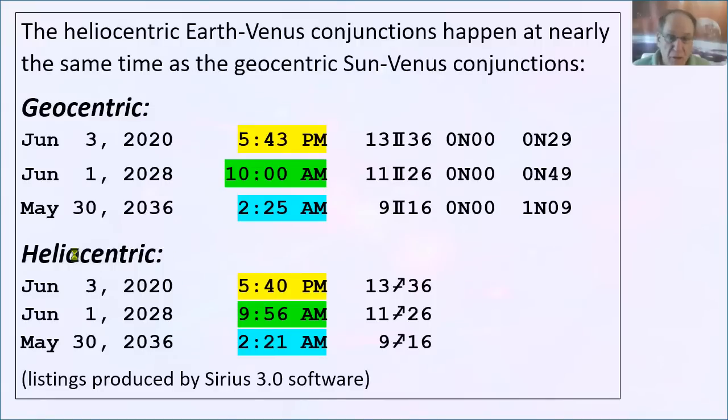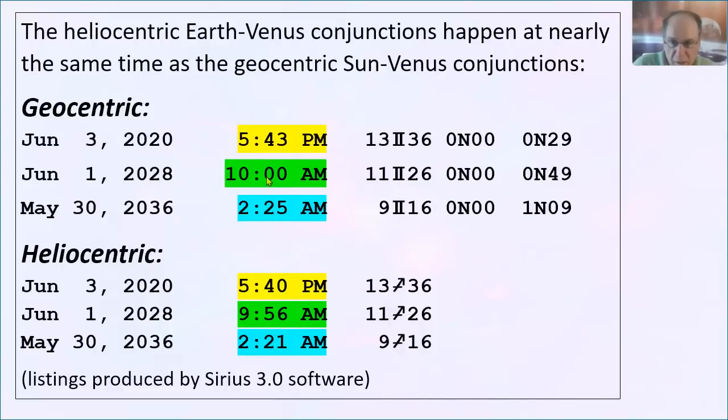Okay, and to show you how close they are in time, here's the time of the geocentric Sun-Venus conjunction on June 3rd. It is at 5:43. If you look at it heliocentrically, the exact moment of that alignment is 3 minutes earlier.